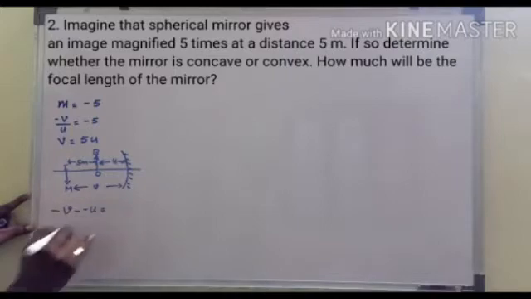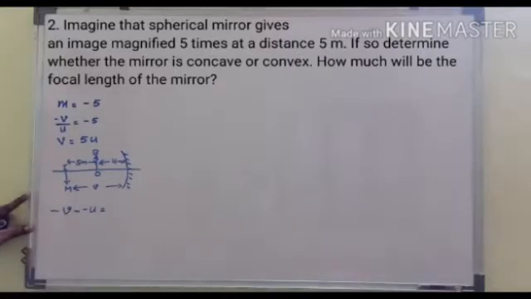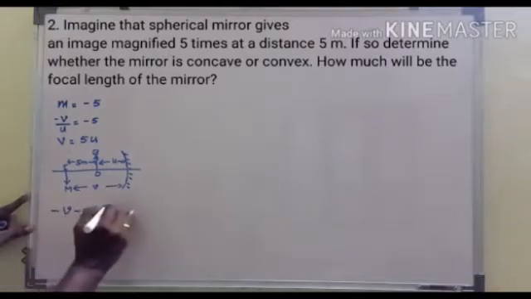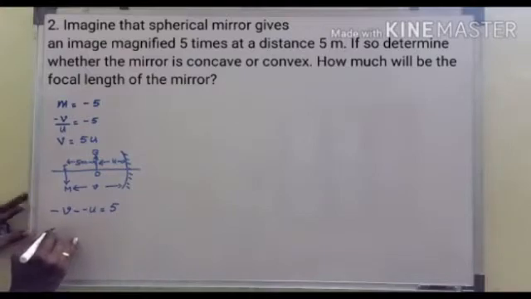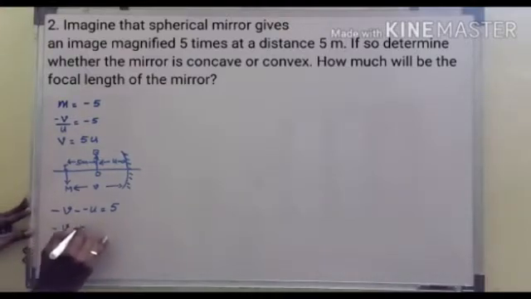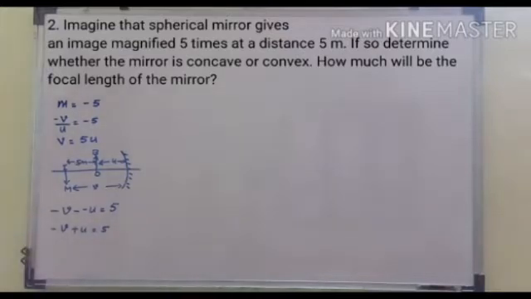So from this we can write minus v minus u is equal to 5. That means the distance of the image minus the distance of the object is 5 meters. So we can write minus v plus u is equal to 5.